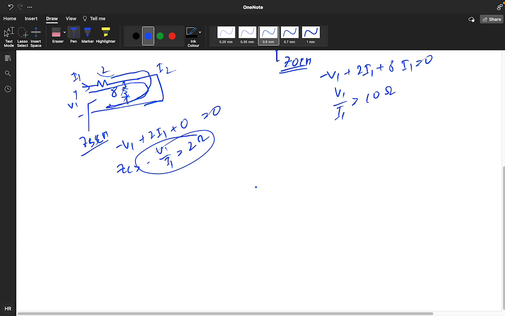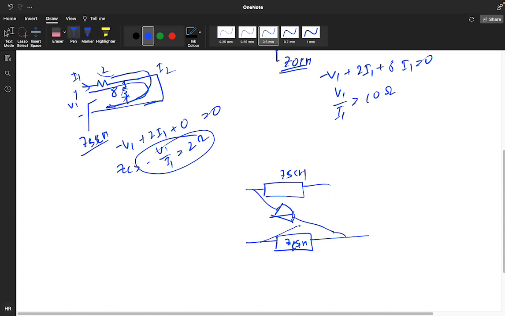So your lattice network is done. This is the short circuit, and this is also short circuit, and these two are the open circuit, ZOCH.